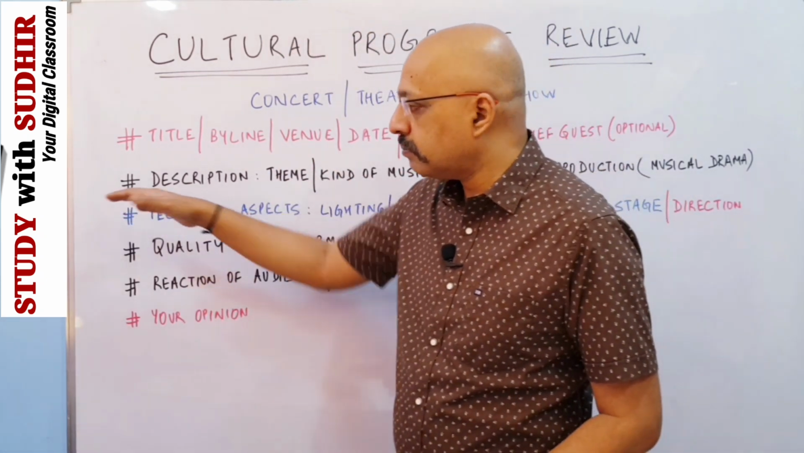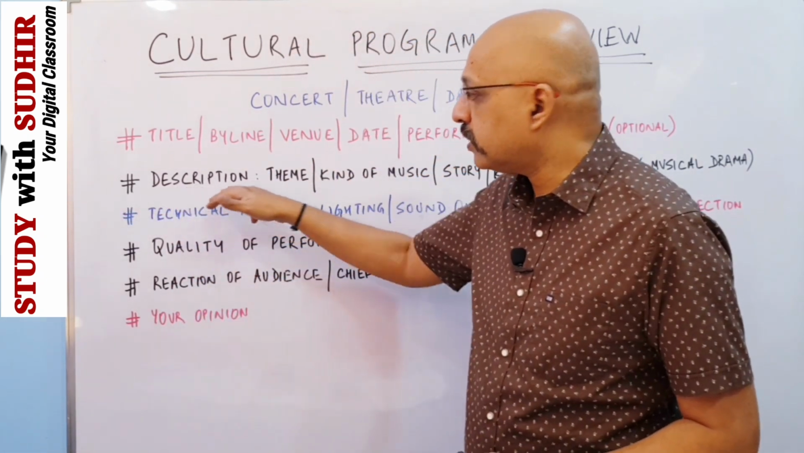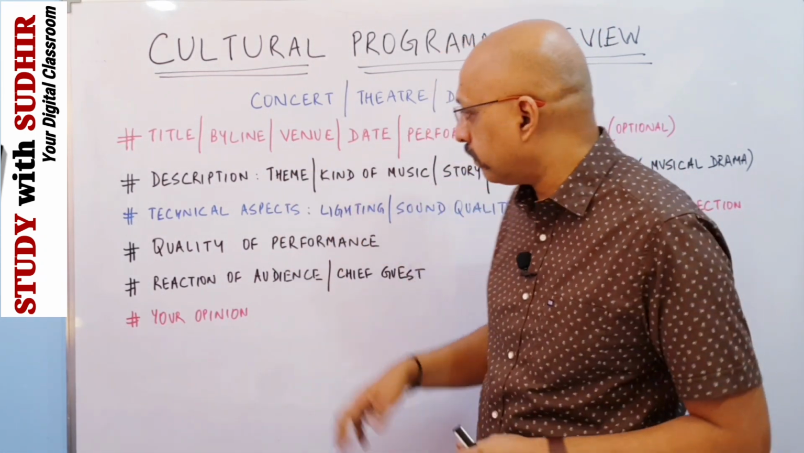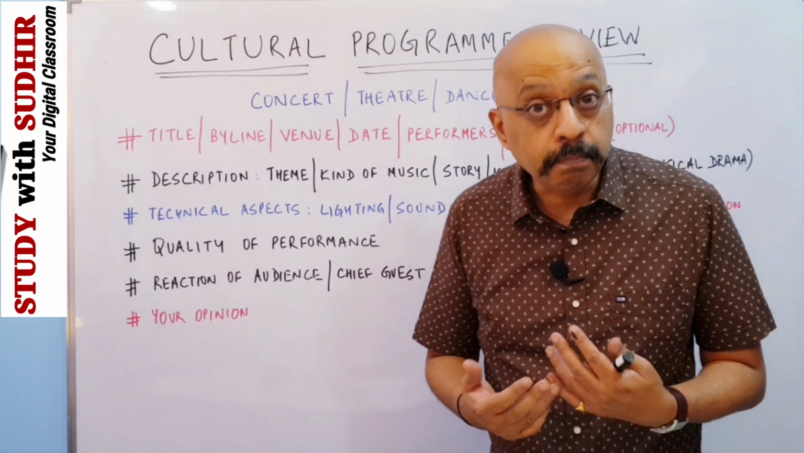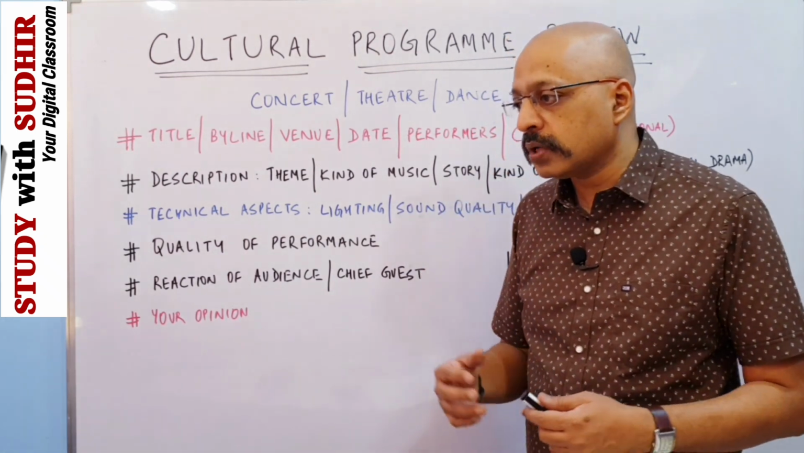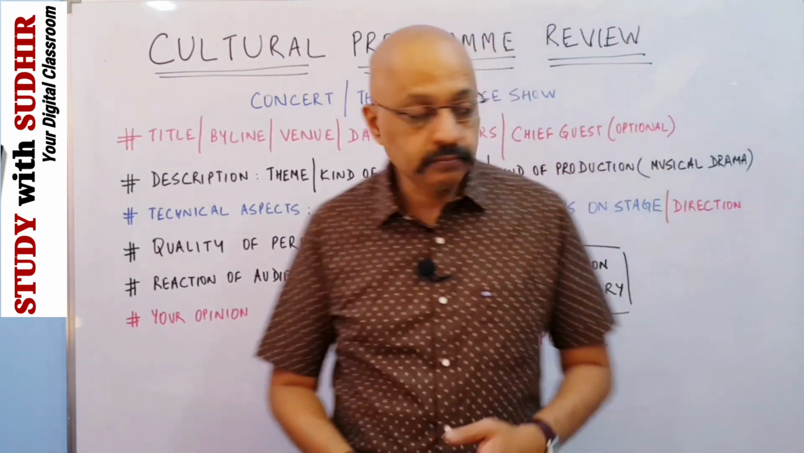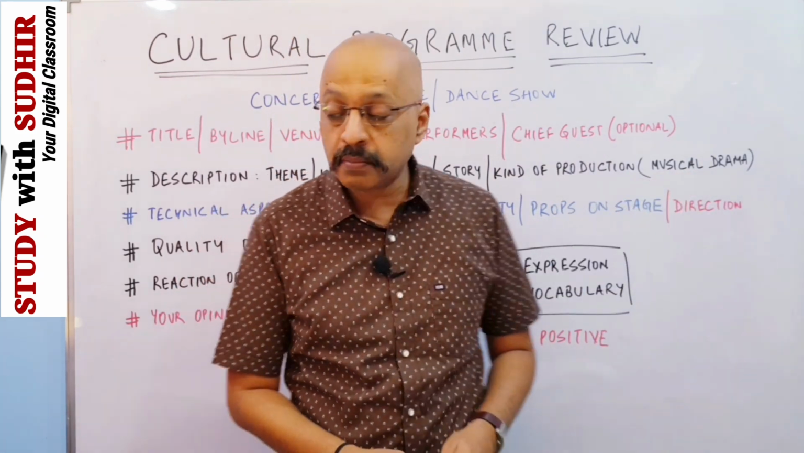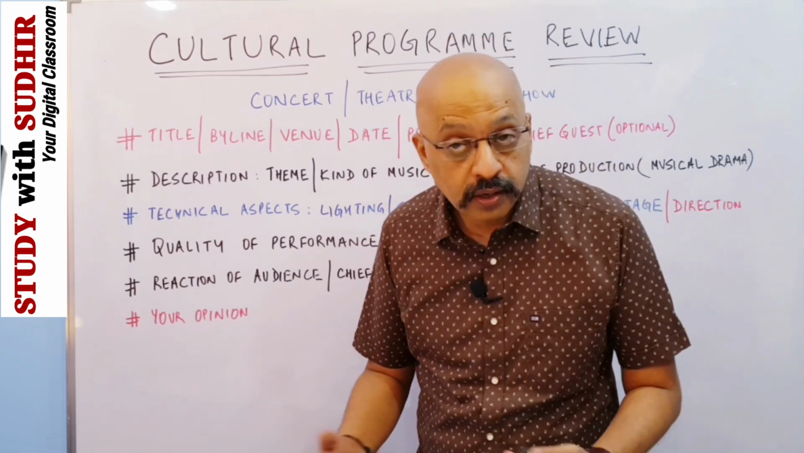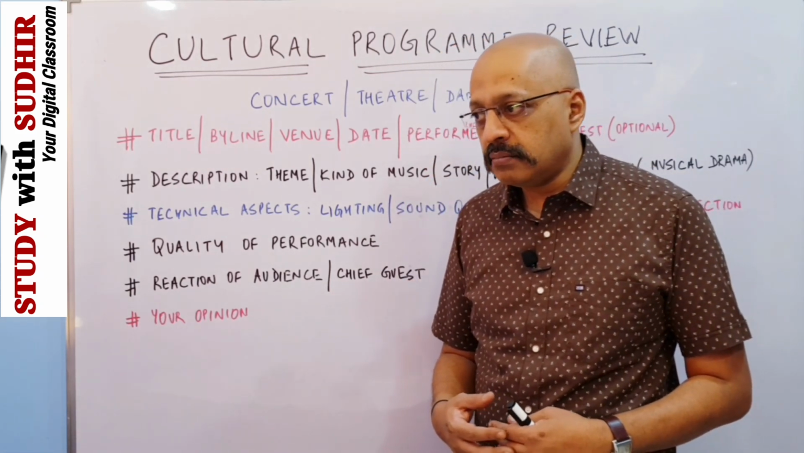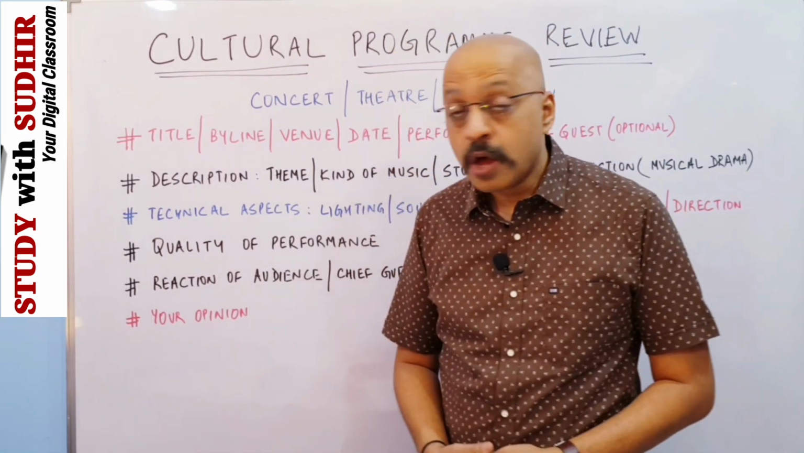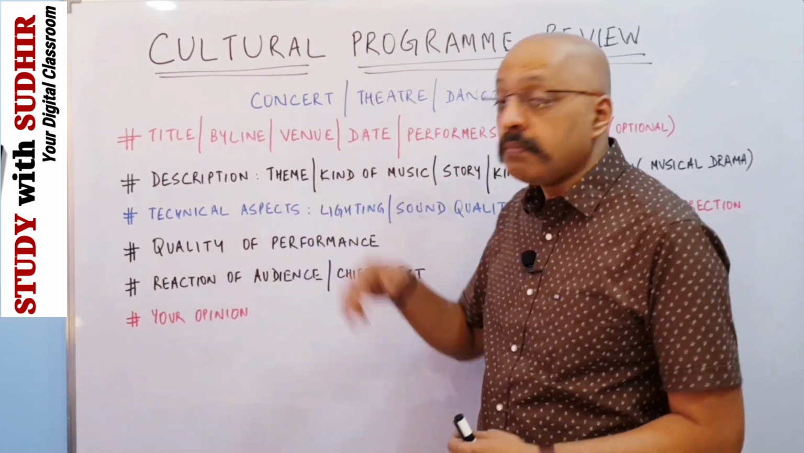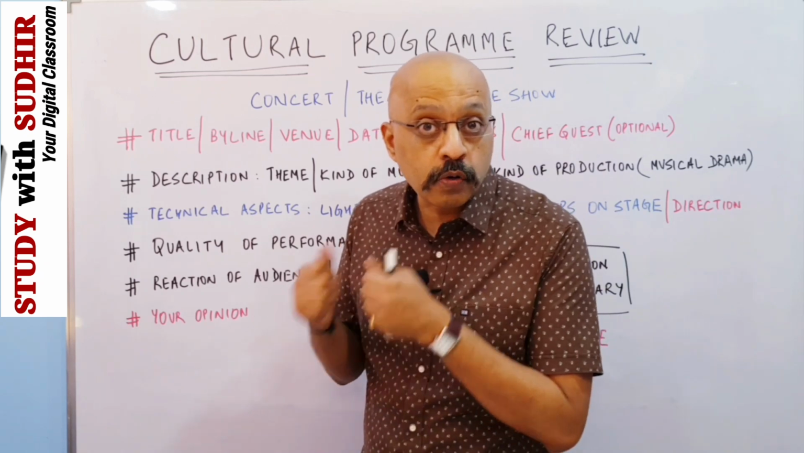The second paragraph, you need to come to the description. Now, what all constitutes the description? The theme of the play, if it is a play that we are talking about, whether it is a musical drama, when you talk about the kind of production, or whether it's a historical, whether it is a slice of life kind of drama, or whether it is a suspense drama being staged. So the theme of the play is what you need to mention.